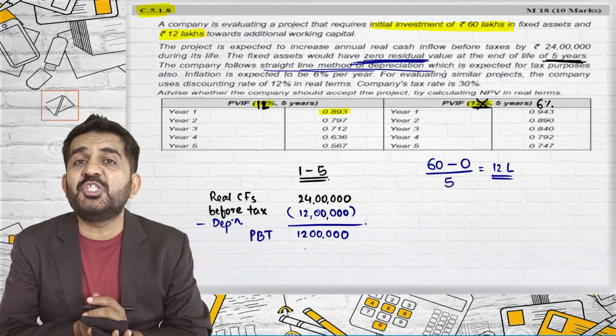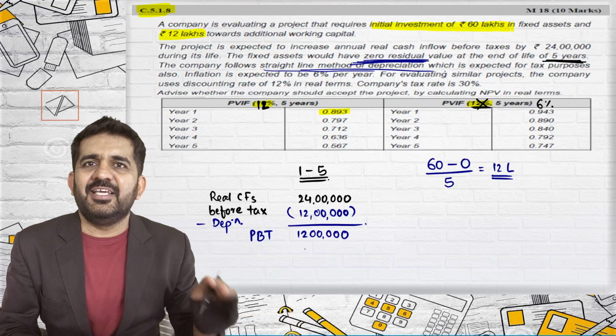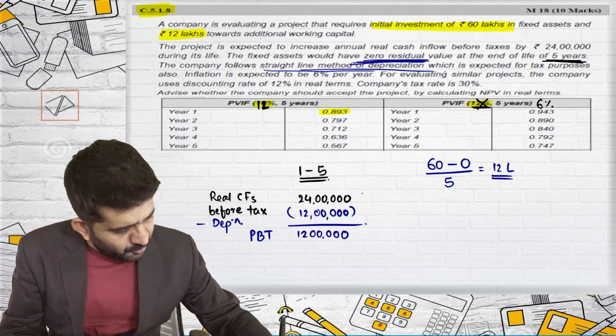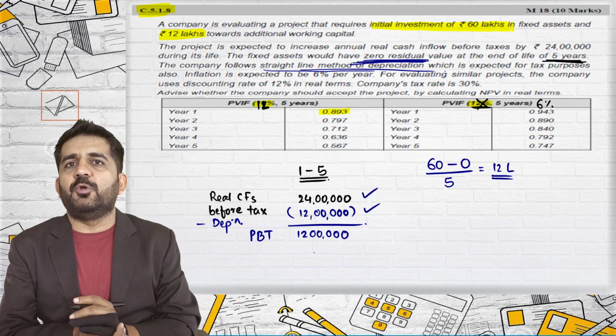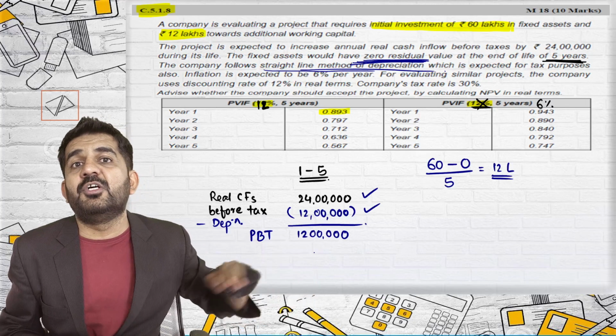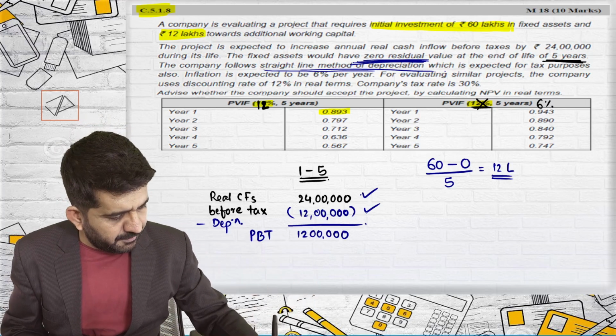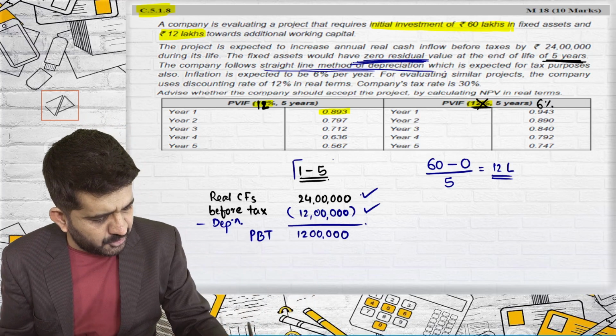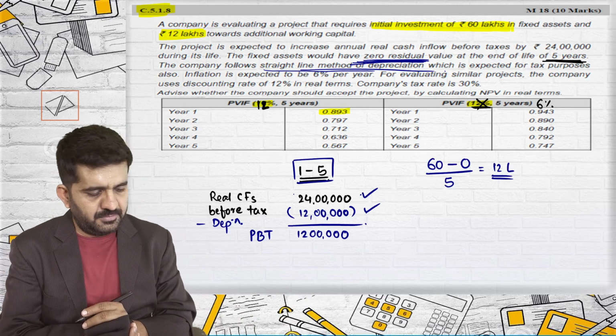Sir, for which year? For all the years, this amount is going to remain same. So if we have drawn 1, 2, 3, 4, 5 years, all the figures would be repeated. So we have written in heading 1 to 5 years.